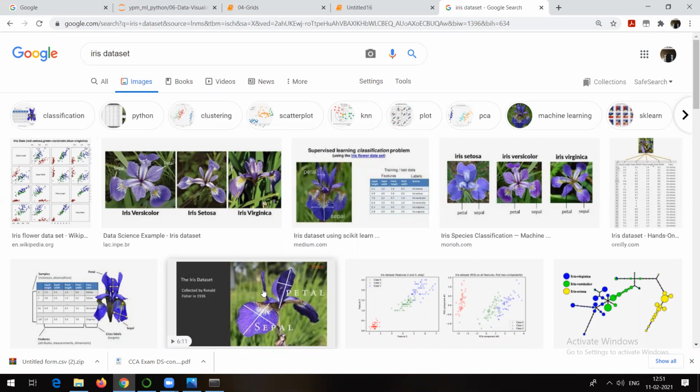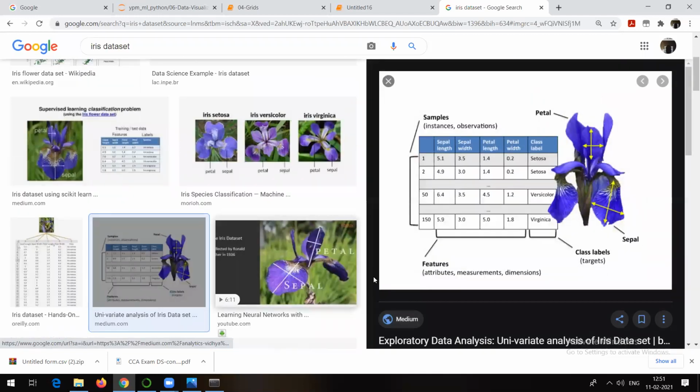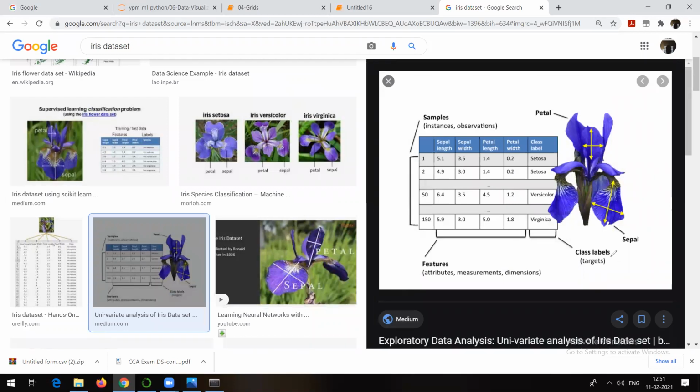Iris is a data set of plants. Let me show this particular diagram sample. In the data set you will be able to see something like this. There is something called sepal. This is called sepal. There is something called petal. This is called petal.